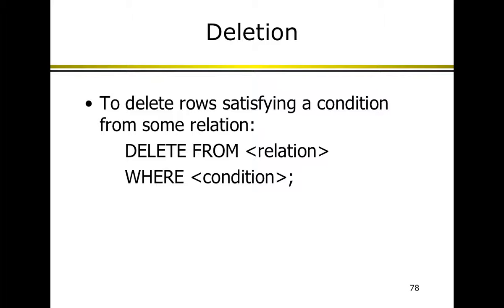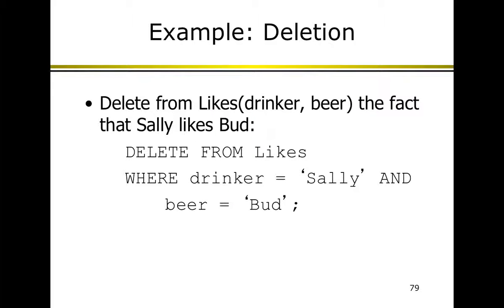Now, that's how you get data in. You can insert it in, or you can delete it, or you can change it. To change it, you do an update. But let's look at delete first. You can say delete from the relation where first name is equal to something, last name is equal to something. So you delete rows that satisfy the condition.